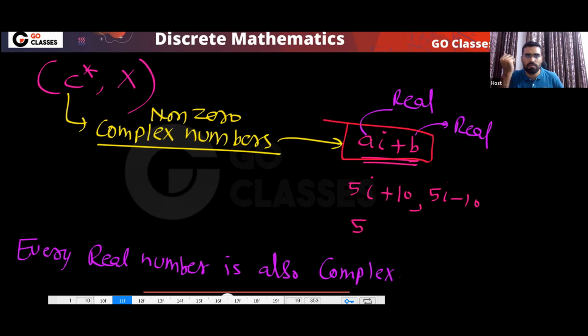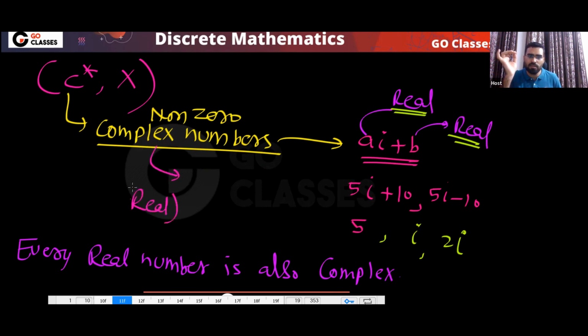A iota plus b, this type of number is called a complex number, where a is a real number and b is a real number. For example, 5 is a real number, 10 is a real number. All of them are complex numbers. The definition is very simple: a real number multiplied by iota plus some real number.